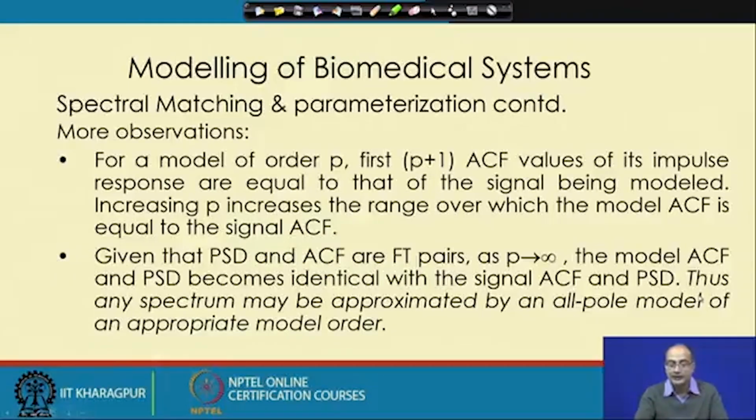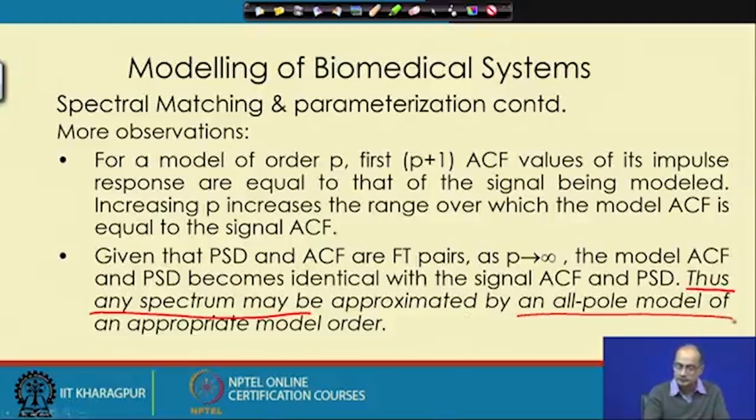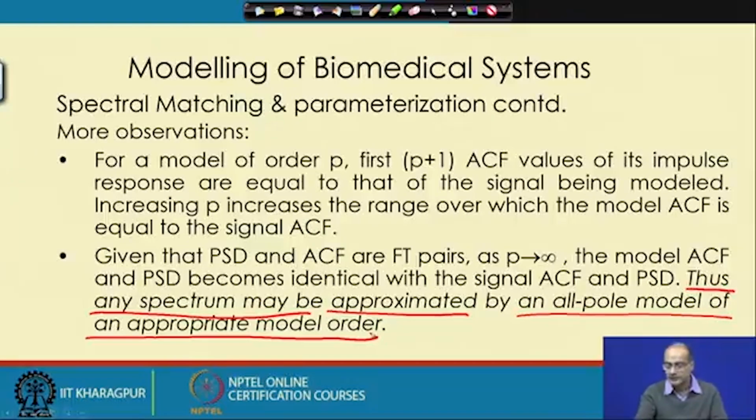So, in other words, we can infer that given any spectra, we can actually approximate it by an all pole model of an appropriate model order. That means, if we do not restrict the model order, any model order is fine, then given any spectra we can model it by an all pole model.